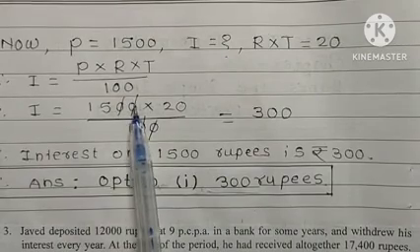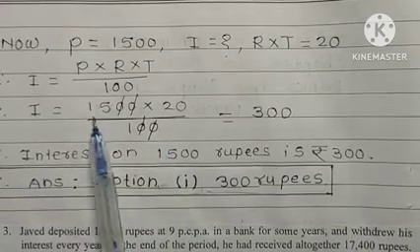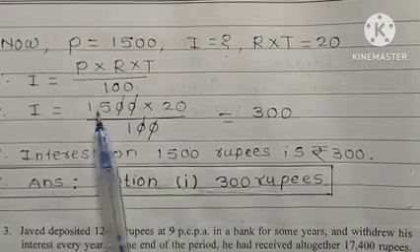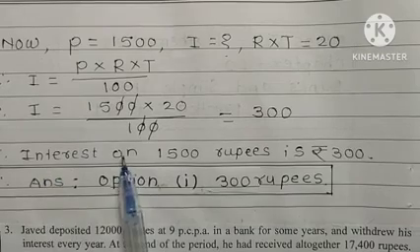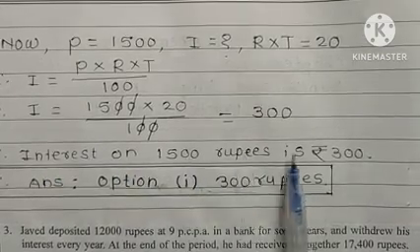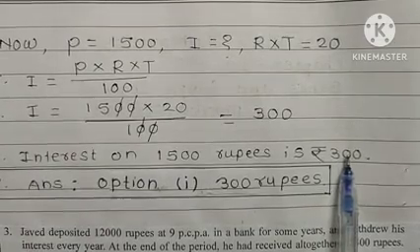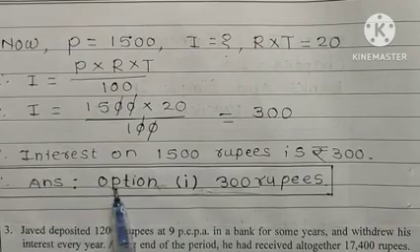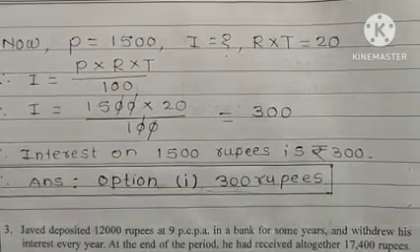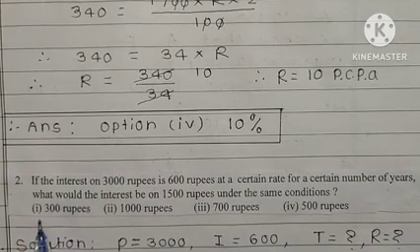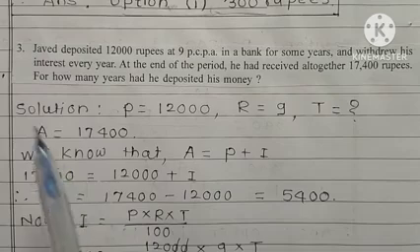Cancel these two zeros from numerator and two zeros from denominator. So 15 into 20, that is 300. So interest on 1500 rupees is 300 rupees. So what is the option? Answer is option number 1, 300 rupees. Okay. Example 3.